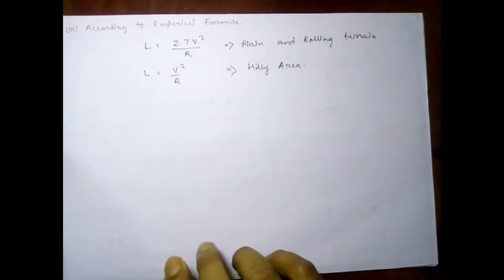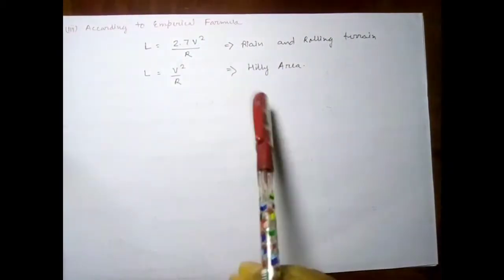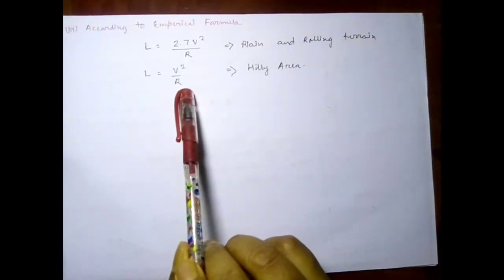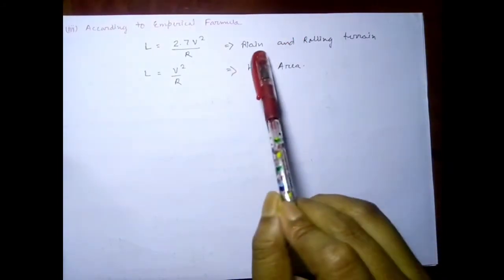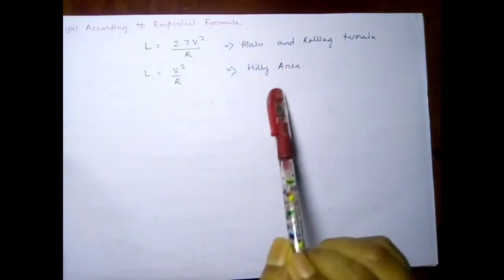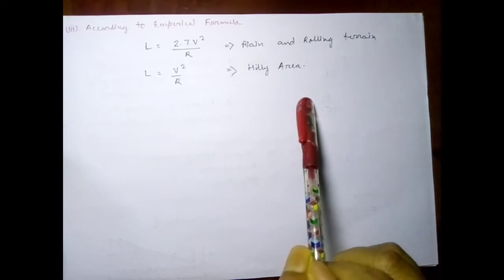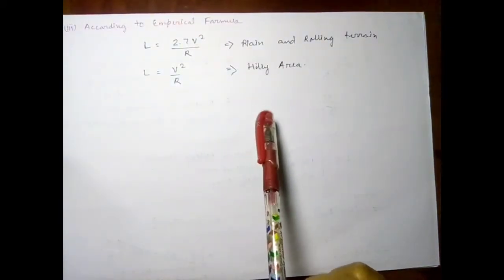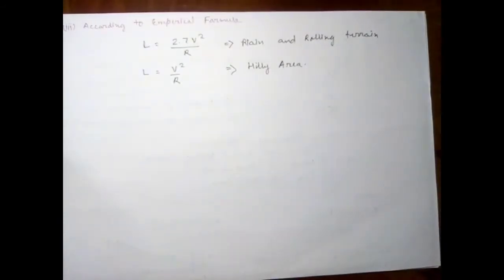The third criteria is according to the empirical formula, that is given by L is equal to 2.7 V square upon R and L equal to V square upon R, and these are for plain and rolling terrain and hilly area respectively. There is therefore no empirical formula for built up areas.